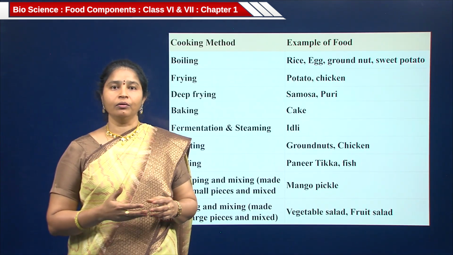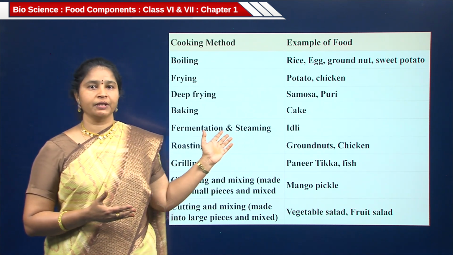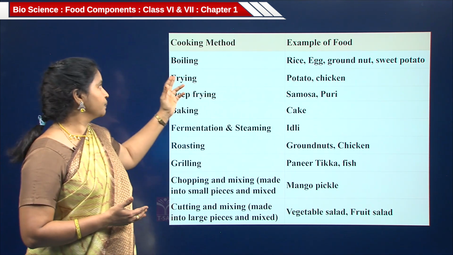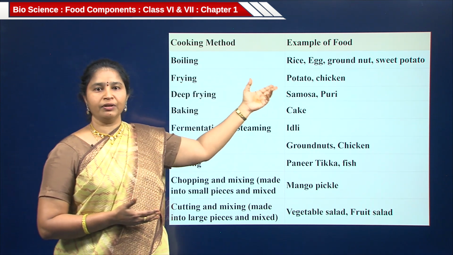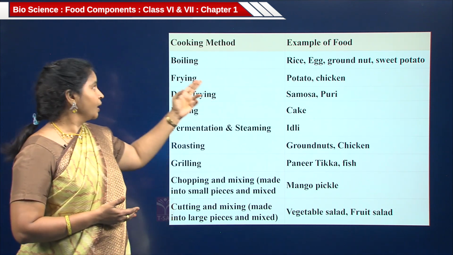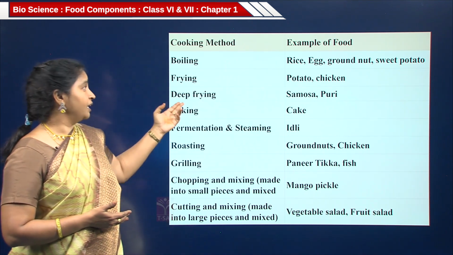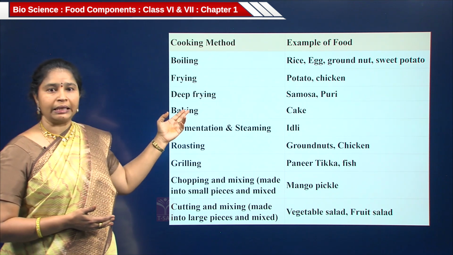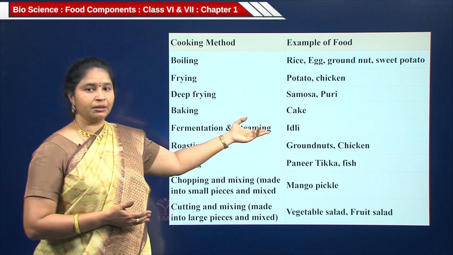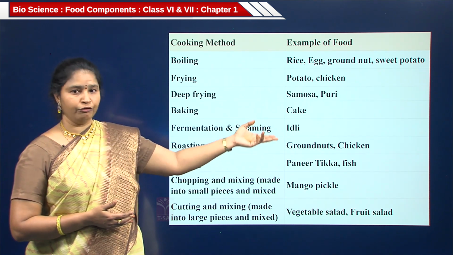So children, how do we cook food, what are the methods we have? Let us see some examples here. The method of cooking and examples of food we cook through this method. First one is boiling. By boiling we cook food items like rice, egg, groundnut, sweet potato. And frying: by frying we cook food items like potato, chicken. Deep frying: samosa, puri. Baking: cake. Fermentation and steaming: idli. Roasting: groundnuts and chicken. Grilling: paneer tikka, fish.